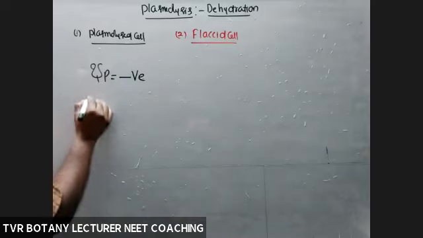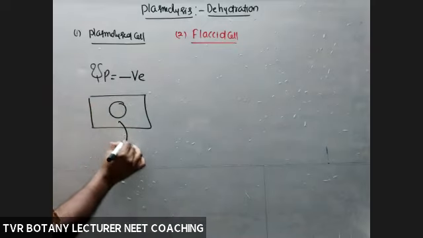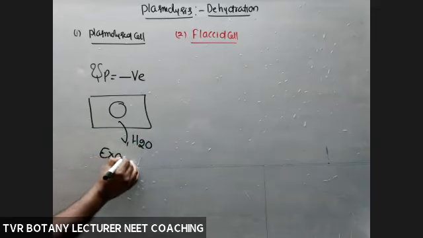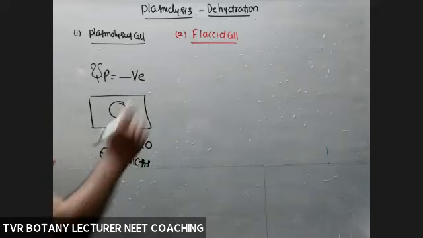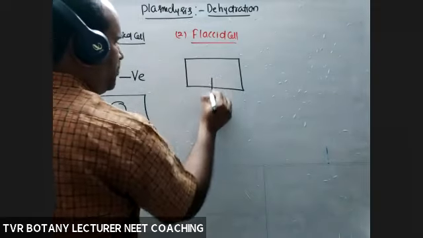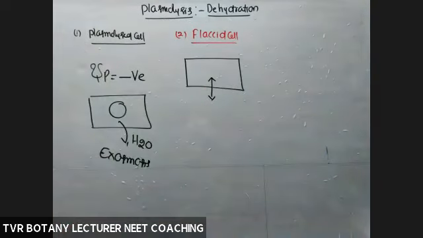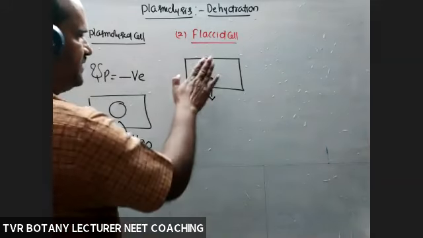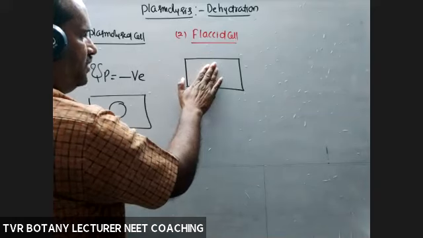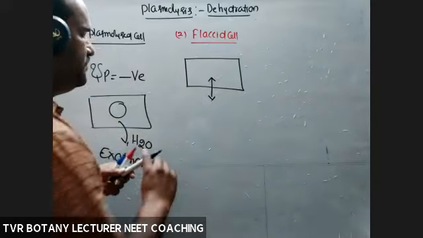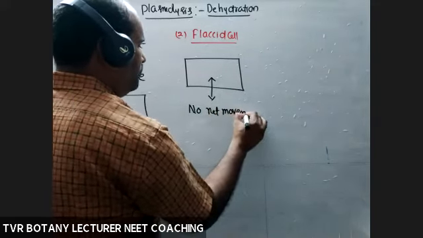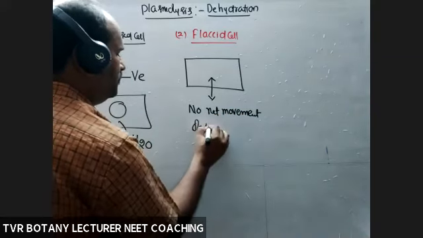In the case of a plasmolyzed cell, water goes out, so this is exosmosis. What is a flaccid cell? There is no net movement of water. The osmotic pressure of this cell is equal to the surrounding medium, so no net movement of water.